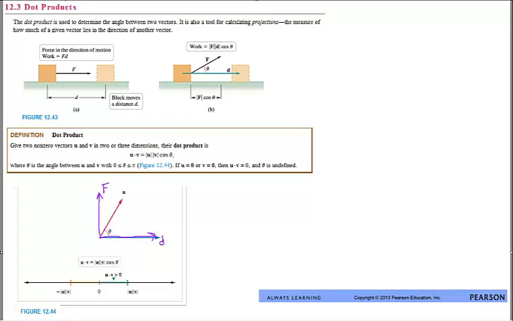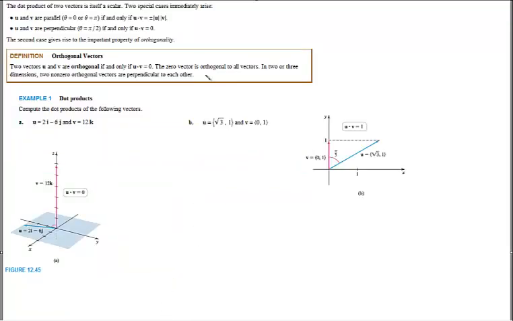So the next thing that we'll talk about is a special case. If the vectors are parallel, note that it's the same as just saying that it's the cosine of 0 degrees, because they're in the same direction. So it's just those two magnitudes multiplied together.